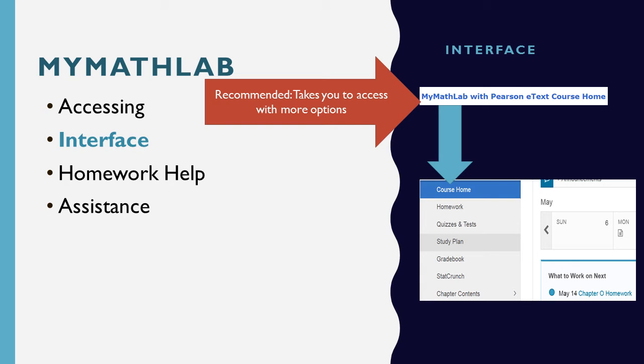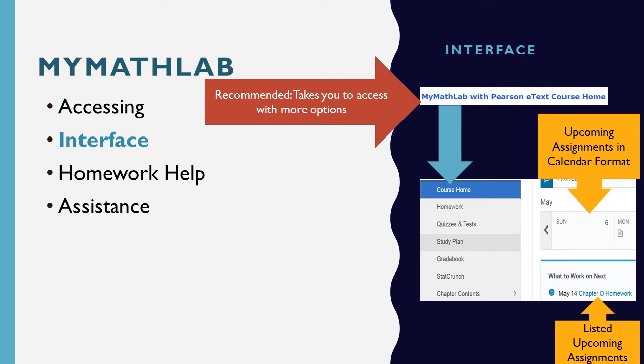There are a couple of interesting pieces in here, so let's take a few minutes and look at them. First of all, you can see that over here you have a box, on the right hand side in this image, called What to Work on Next. It gives you a list of upcoming assignments, what you need to be doing, and what their due dates are. I can also see up above it we have a calendar organization for these same assignments. So there are two different ways your assignments are organized and that you can view them.